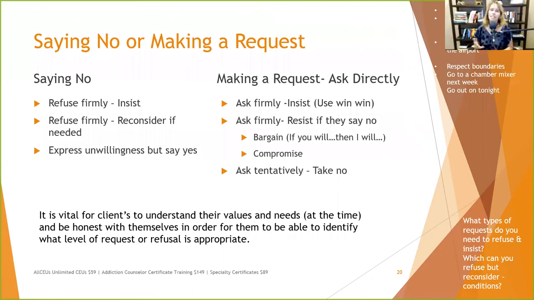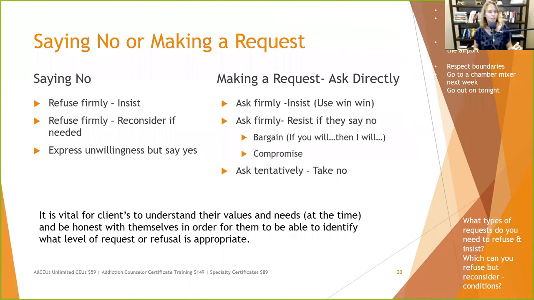Or making a request where you don't really have a horse in the game. Ask tentatively and say no if you want to go out tonight. For me, turning on a dime like that, if I hadn't already planned to go out tonight, that would throw me for a loop. So, if somebody asks me that, they need to be prepared to take a no.